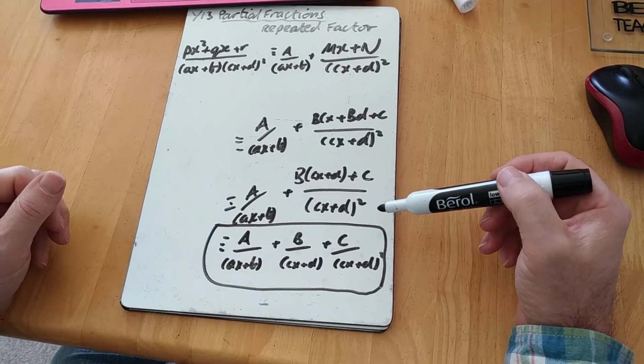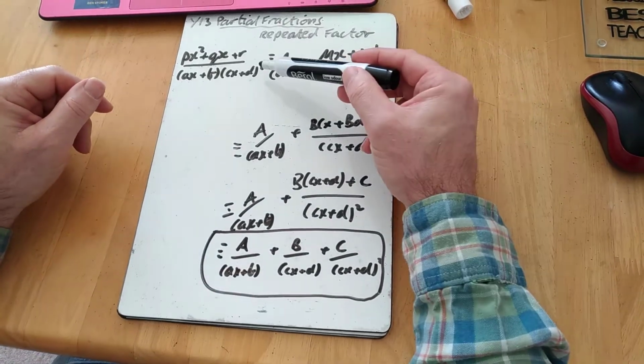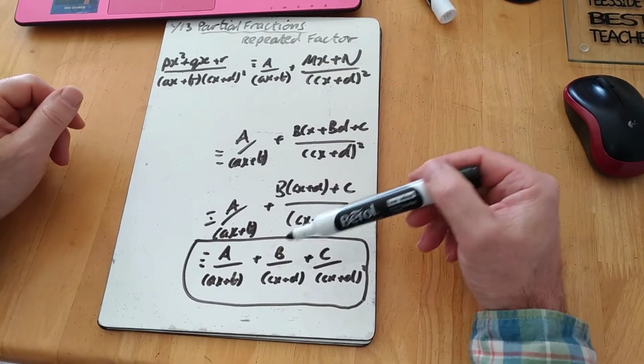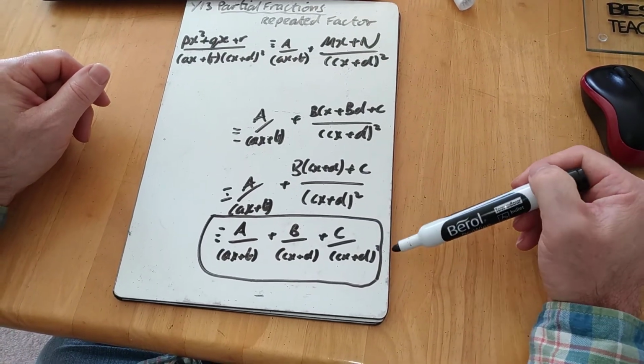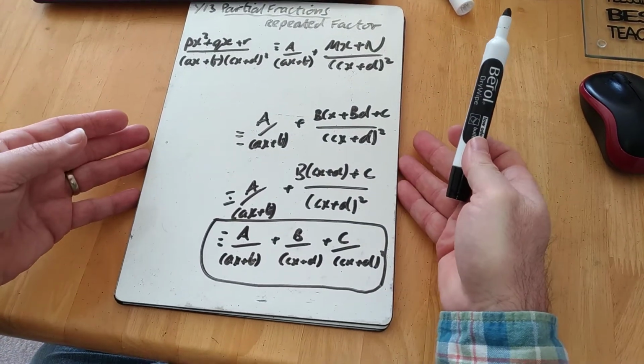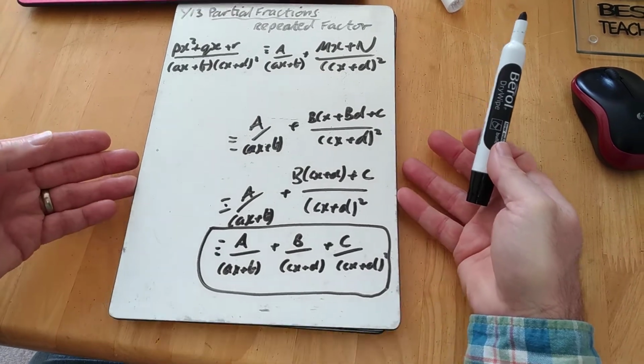Very occasionally, you'll see a question where the repeated factor is actually cubed. If it's cubed, I'd end up with b over the bracket to the power 1, c over the bracket squared, plus d over the bracket cubed. Let's have a look at how we apply that to a couple of examples.